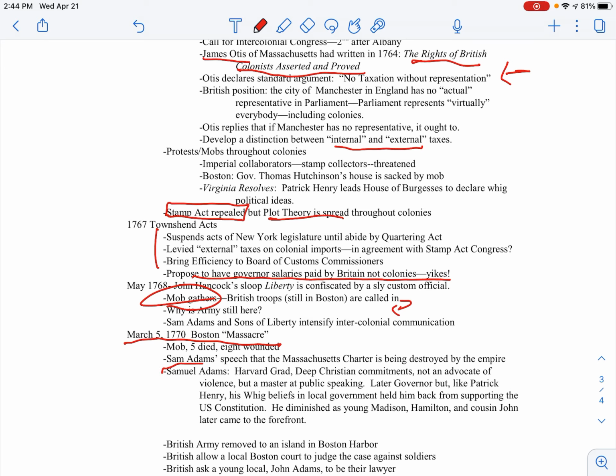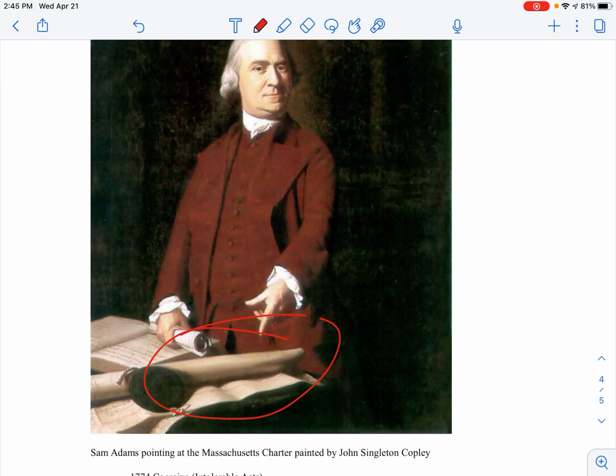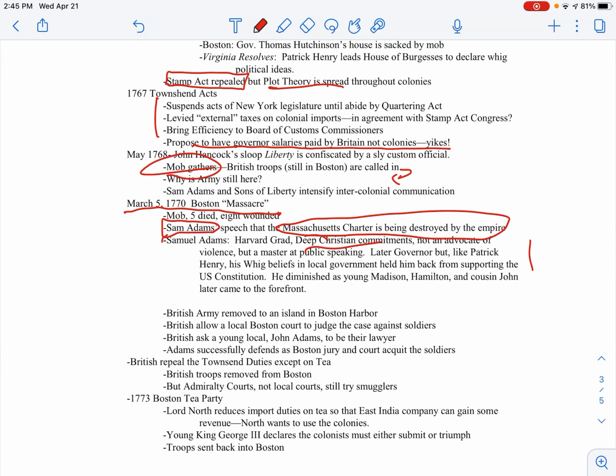Now, Sam Adams, he's the real rabble-rouser up in the North, he's deeply Christian, a very smart guy, very committed, very coherent. But he is going to stand up and say the Massachusetts Charter has been destroyed. And that's this painting here. He is pointing at the Massachusetts Charter, saying, what about that? And so this becomes sort of legal precedent. Oh my goodness, our charter's destroyed, and these were being fired upon by the British Imperial officers, British Imperial forces.